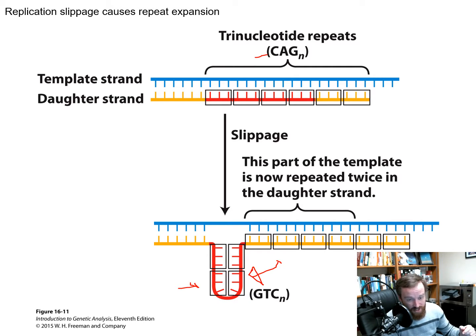and so during the next process of replication, the daughter strand will have an additional 4. See, there's 4 boxes here. 1, 2, 3, 4. We'll have an additional 4 of those trinucleotide repeats.